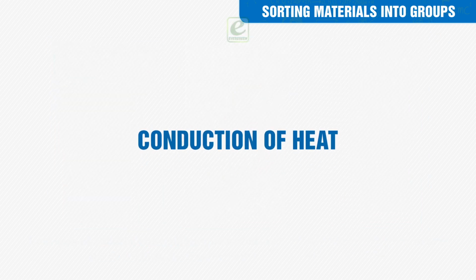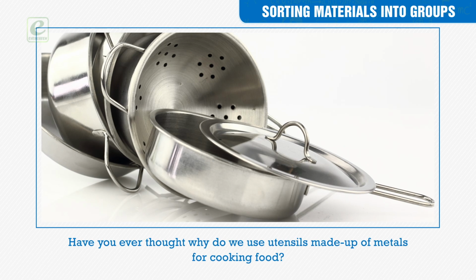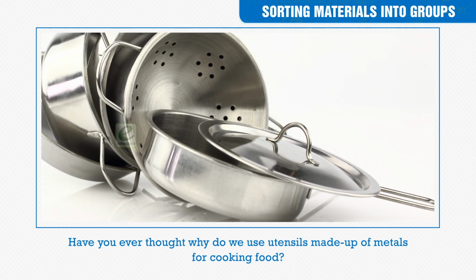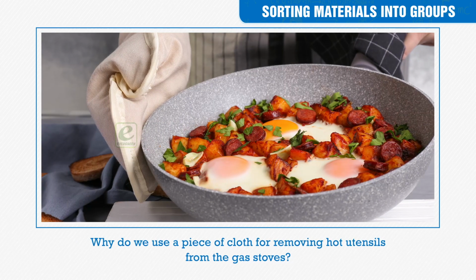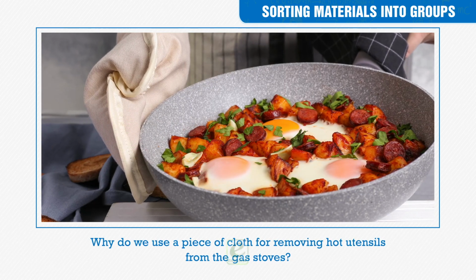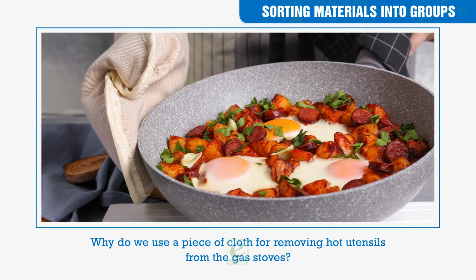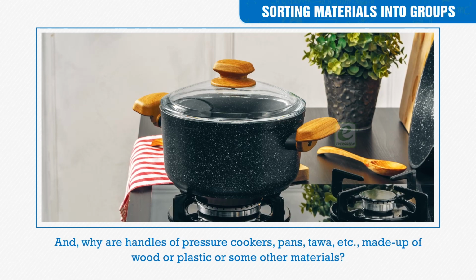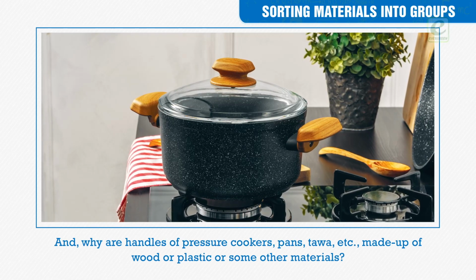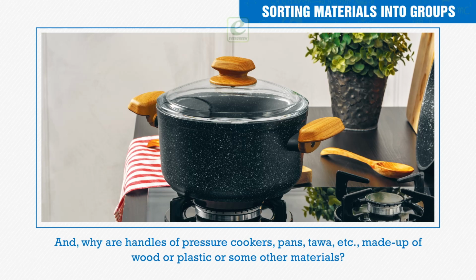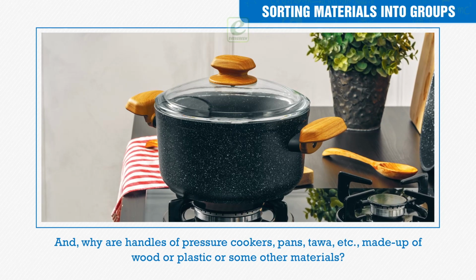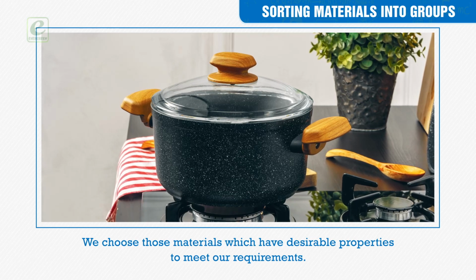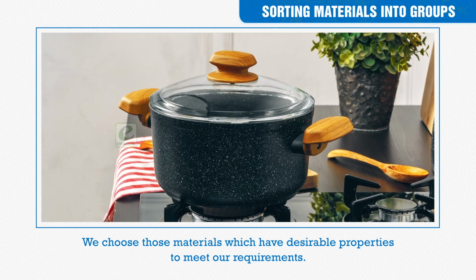Conduction of heat. Have you ever thought of why we use utensils made up of metals for cooking food? Why do we use a piece of cloth for removing hot utensils from the gas stove? And why are the handles of pressure cookers, pans, tawas, etc. made up of wood or plastic or some other material? We choose those materials which have desirable properties to meet our requirements.